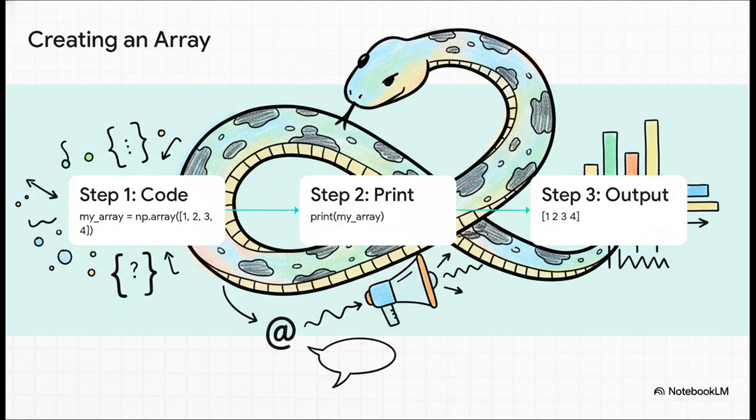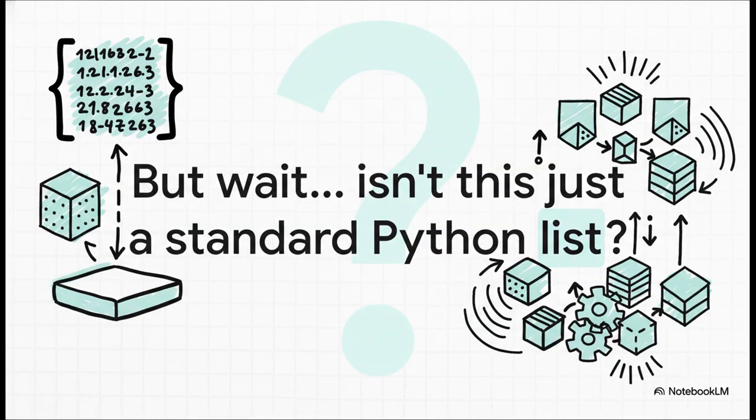Looks pretty simple, right? But hold on a second. That looks, well, it looks exactly like a Python list. It's just numbers inside square brackets. So what's the big deal? Well, what's happening under the hood is what makes it a completely different and way more powerful animal.